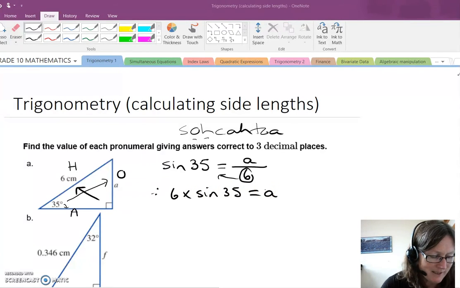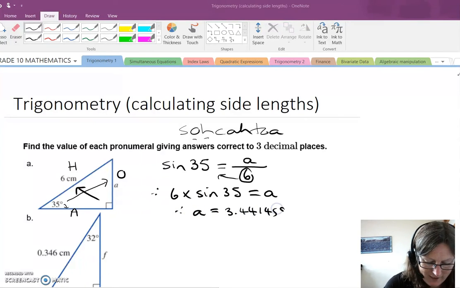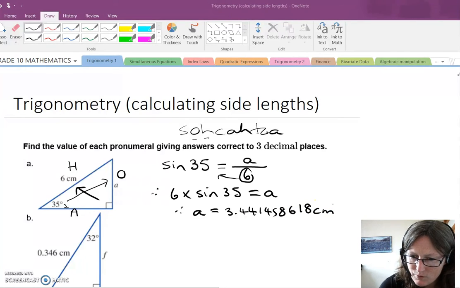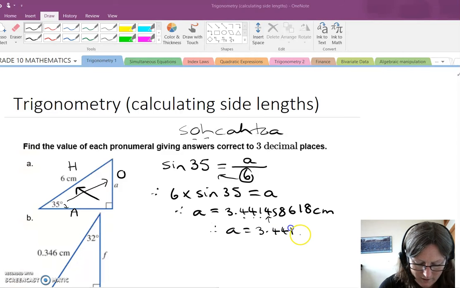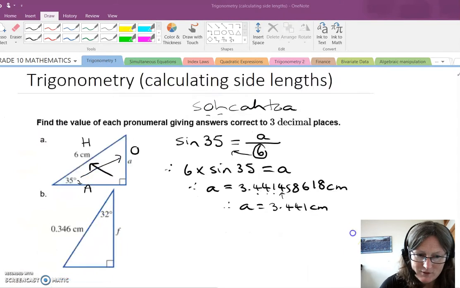You simply enter that into your calculator. So we go 6 times by sine 35, and the value of A, side length A, is 3.441458618 centimetres. But it wants it to 3 decimal places. 1, 2, 3. Let's look at the fourth. It is under 5, so the 0.441 stays as 0.441. So A is 3.441 centimetres.